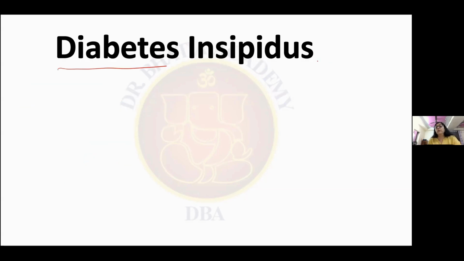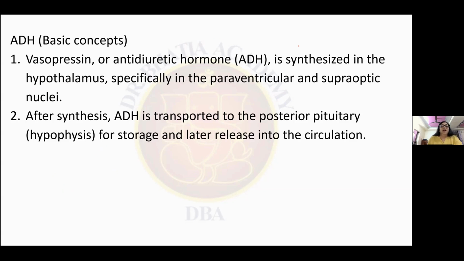Coming to the defects of the posterior pituitary, that is diabetes insipidus. Let us understand the basic concepts. ADH, that is antidiuretic hormone, prevents diuresis. Antidiuretic hormone, also known as vasopressin, is synthesized in the hypothalamus. We just learned that the neurohypophysis of the posterior pituitary is an extension of the neuroectoderm. It does not produce hormones, it only stores and releases them as needed.